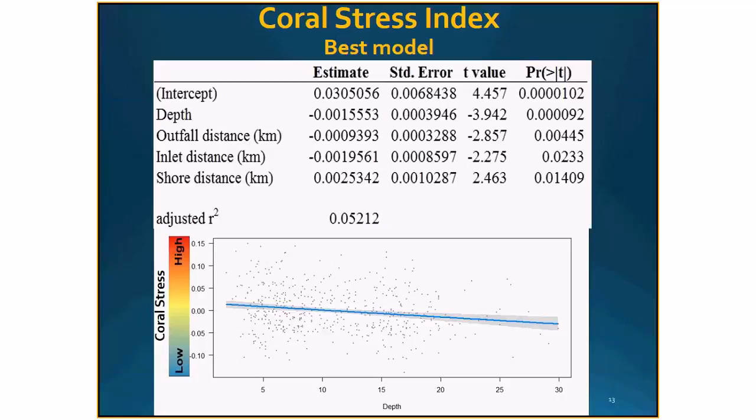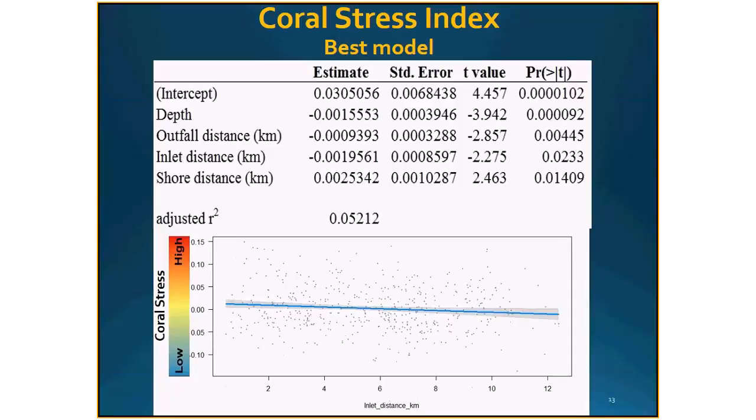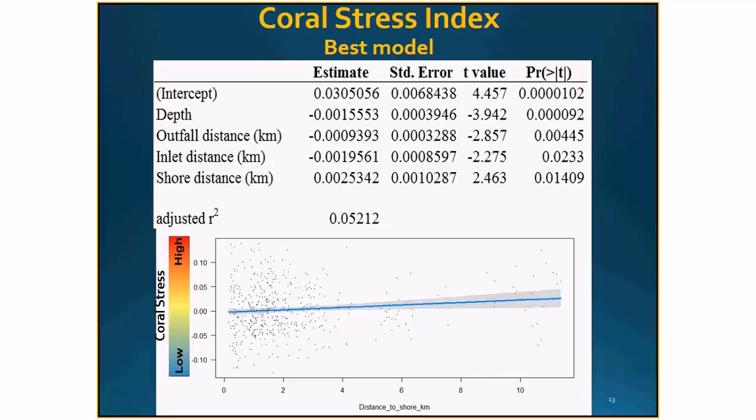This is, again, throughout this entire region. This is saying the further they get away from outfalls, the less stressed they are. The further they get away from an inlet, the less stressed they are. And the further they are from shore, the more stressed they are. This one is kind of interesting to me, and I thought the same at first too. I know you can't really see the point cloud very well, but you can see a lot of them are sort of here in the middle, around 2 kilometers out.